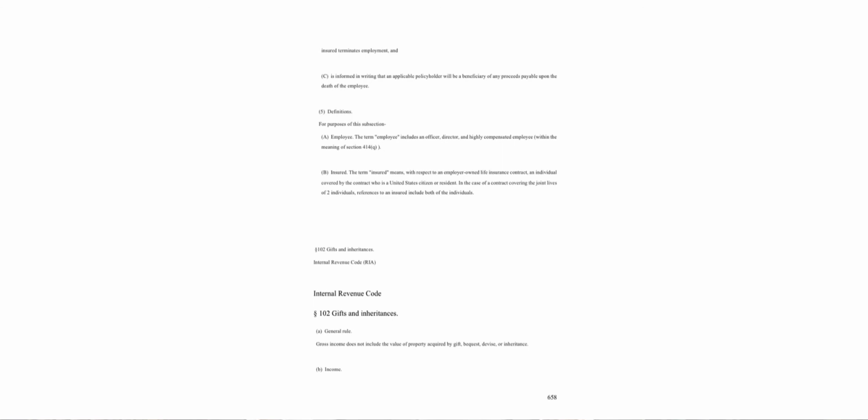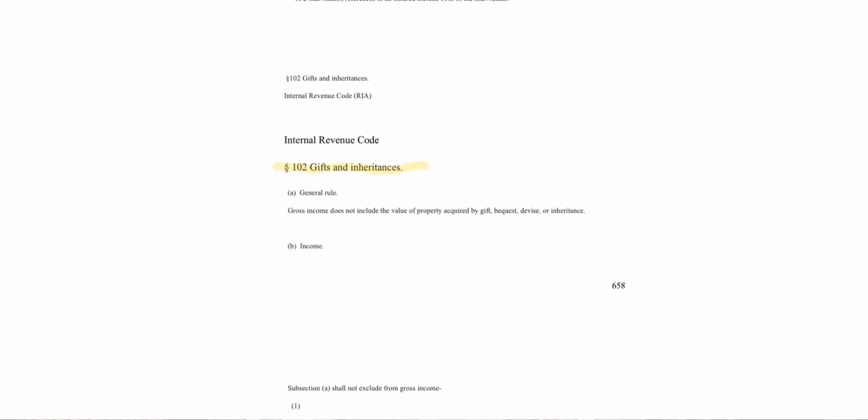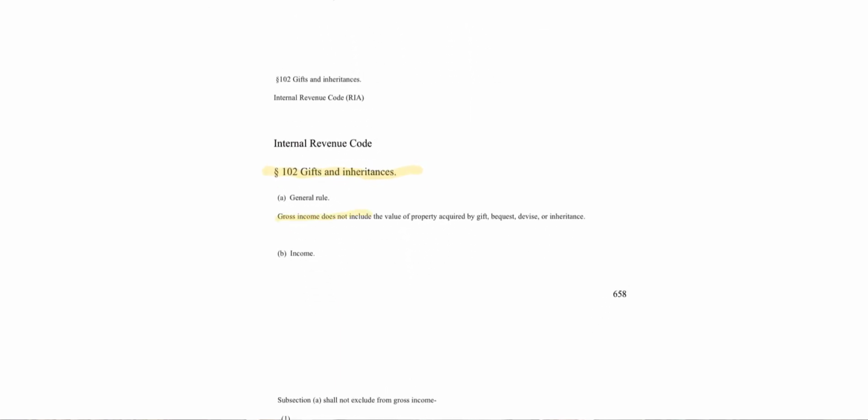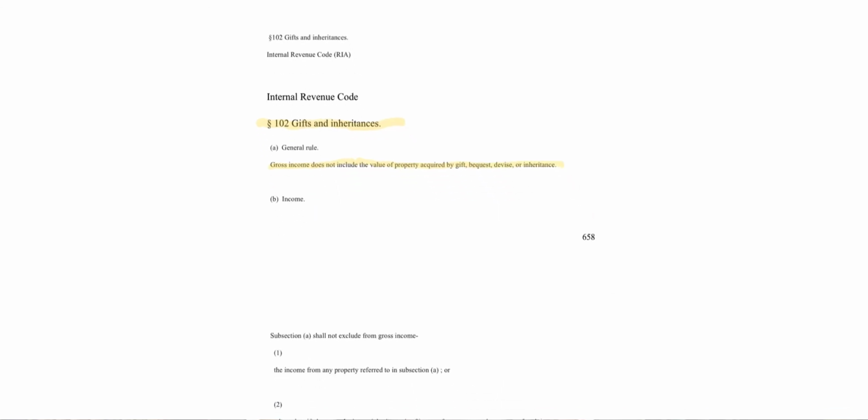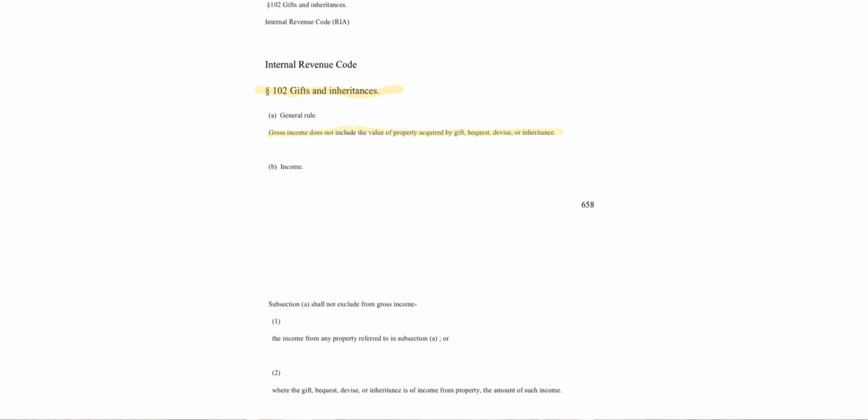So here's section 102. Section 102, its title specifically says gifts and inheritances. General rule, gross income does not include, so that's our tax treatment rule, the value of property acquired by gift, bequest, devise, or inheritance. Now we're told in the problem that it is a gift. So indeed it was a gift. I'm telling you that. So tax treatment rule, we exclude gifts. We exclude other things as well, but specifically exclude gifts. So right there, section 102(a) would apply.